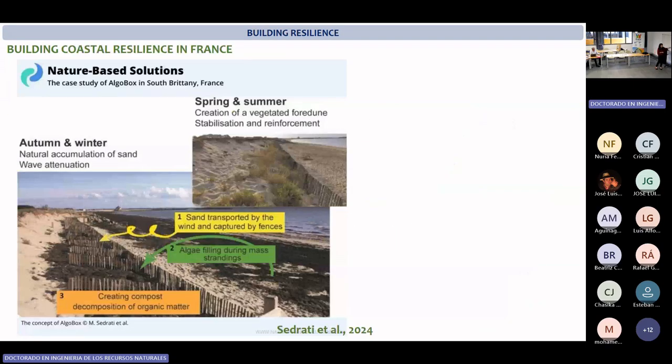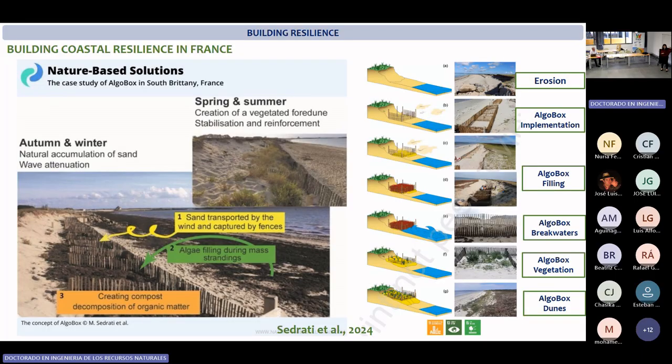And then another excellent example in France. They have developed vegetation for dune stabilization. And here I will go fast. They have made some boxes, and in such boxes they have put a lot of algae, and that's why we name this the algo box.